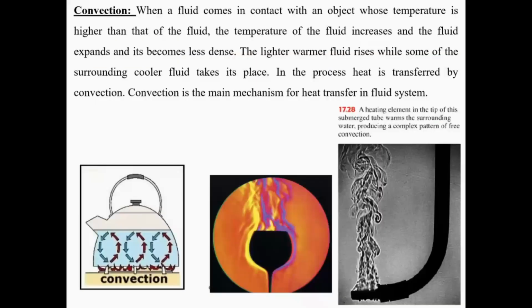So the second type of transfer of heat is convection, and convection is the transfer of heat through a material by actual transfer of the molecules, the actual particles of the medium, and it mostly takes place in fluid. It mostly takes place in fluid systems.